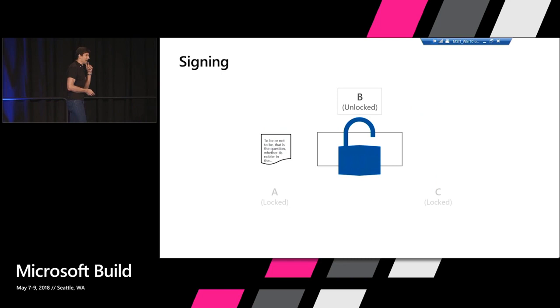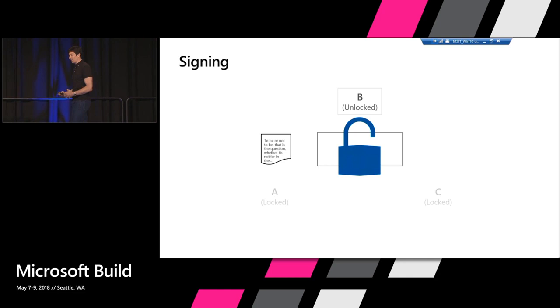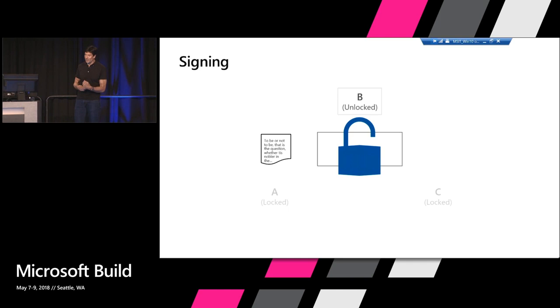Now, digital signing is something else you can do with public key cryptography, and this is heavily used in blockchains. If you want to prove that you're the person that did something, you can do that using your private key. And then other people can verify it using your public key, that you're the one that did something. And the way this works is just taking the lock in the opposite direction.